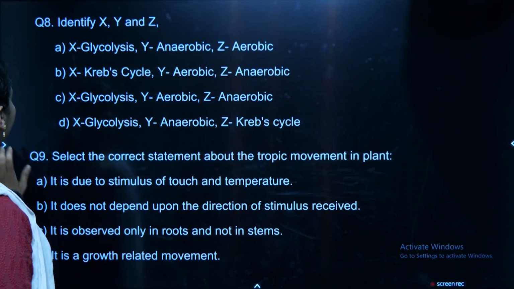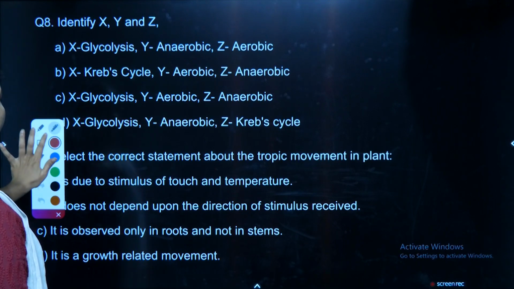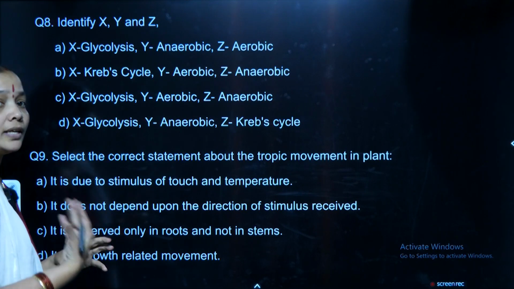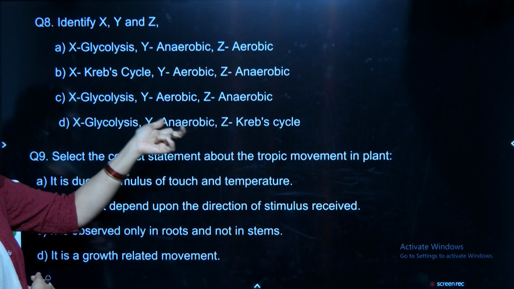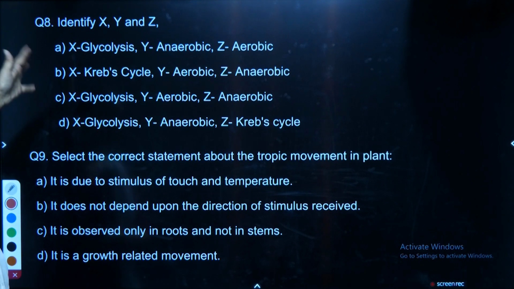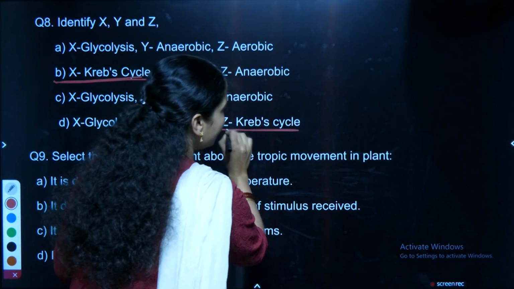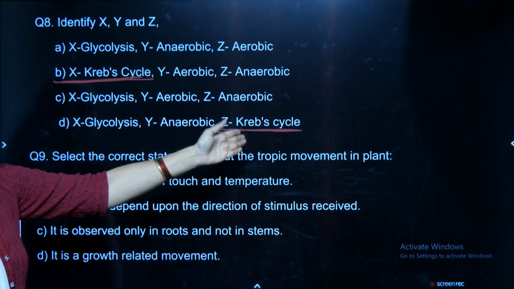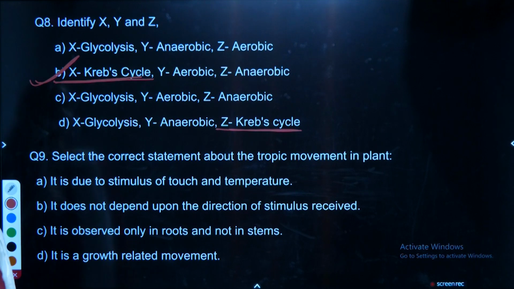Moving to the eighth one. In the eighth question, they are asking us to identify X, Y and Z. This is based on the breakdown of pyruvate in the presence and absence of oxygen and a concept called the Krebs cycle. So when I look at the options, first of all, my eyes have to go for the Krebs cycle. This and this location I have. But I can't have the Krebs cycle in the Z position. So with the Krebs cycle at X position, option B will be my right answer.